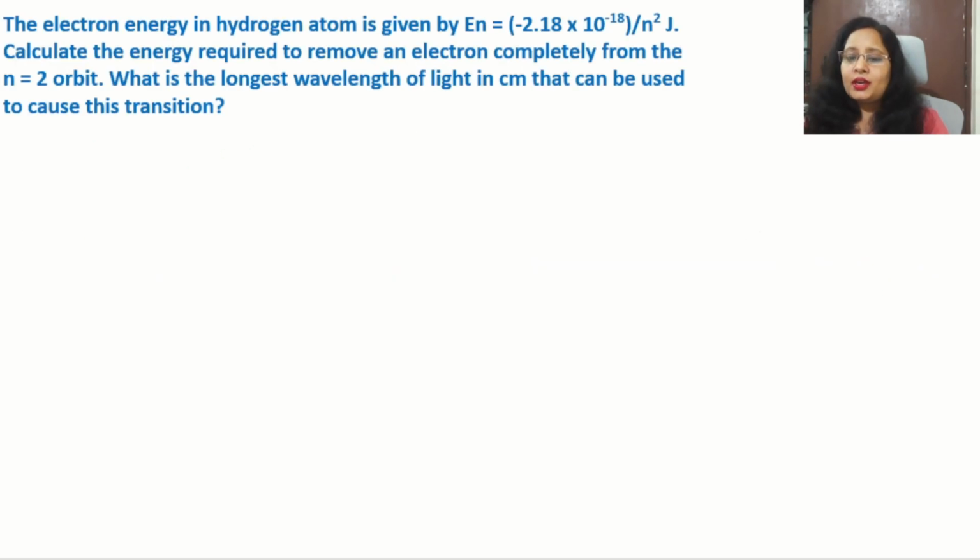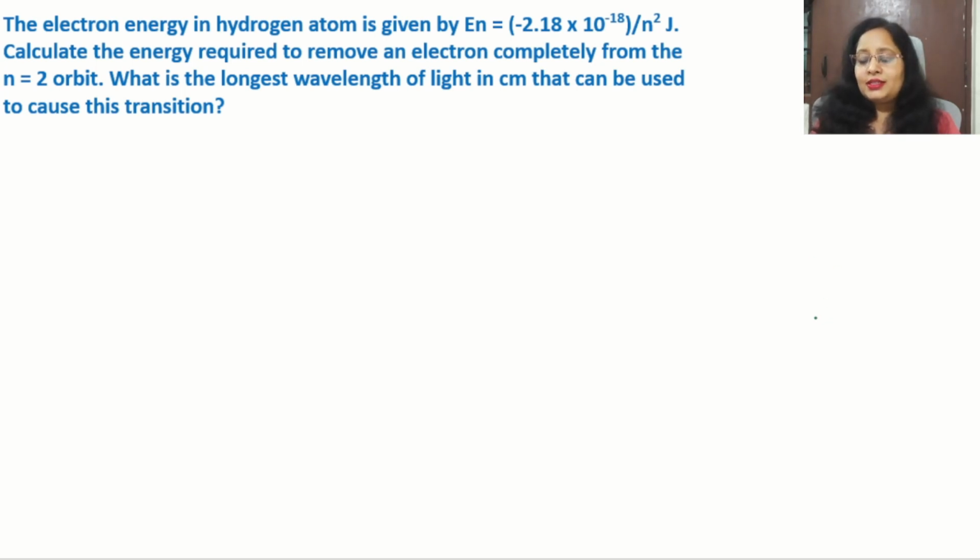The question is: the electron energy in a hydrogen atom is given by En is equal to minus 2.18 into 10 to the power minus 18 by n square joule. Now calculate the energy required to remove an electron completely from the n is equal to 2 orbit. Now what is the longest wavelength of light in centimeter that can be used to cause this transition?